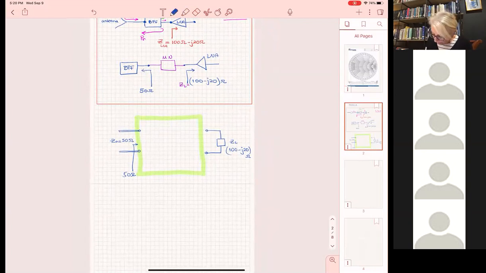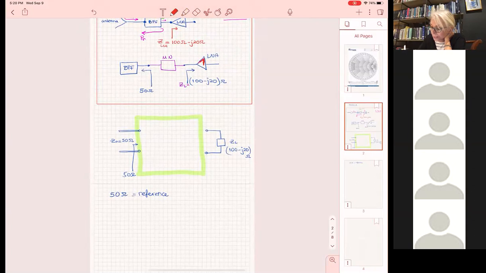So I do 50 ohms as my reference. 50 ohms is my reference impedance, always. Okay, now let's think about it. The load is nothing else but my LNA. Let me color it here for you, my LNA.